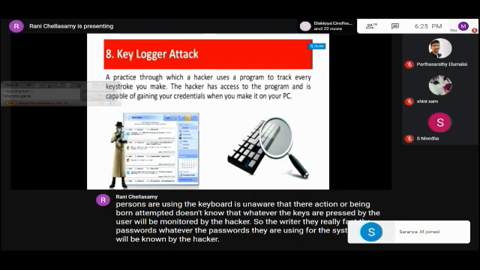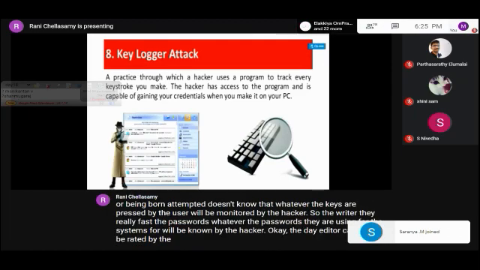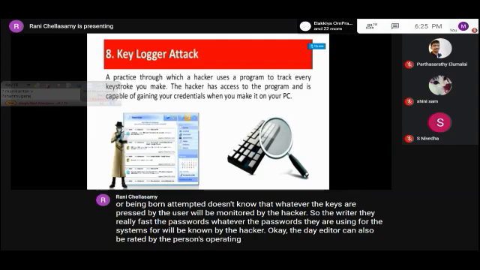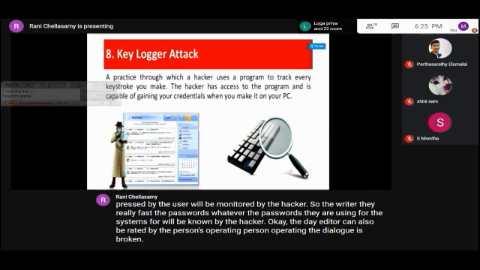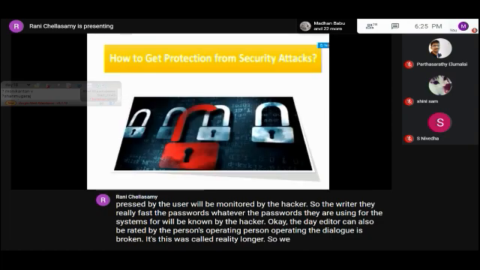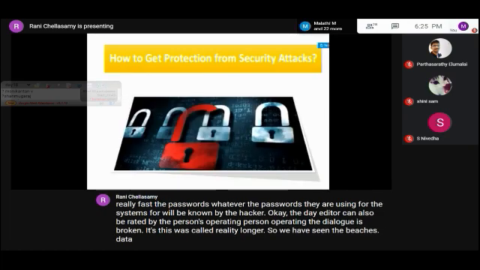Okay, the data can also be retrieved by the person operating the logging program. So this is called the key logger attack. So we have seen data breaches, threats, what the types of threats are, and what attacks we have seen.